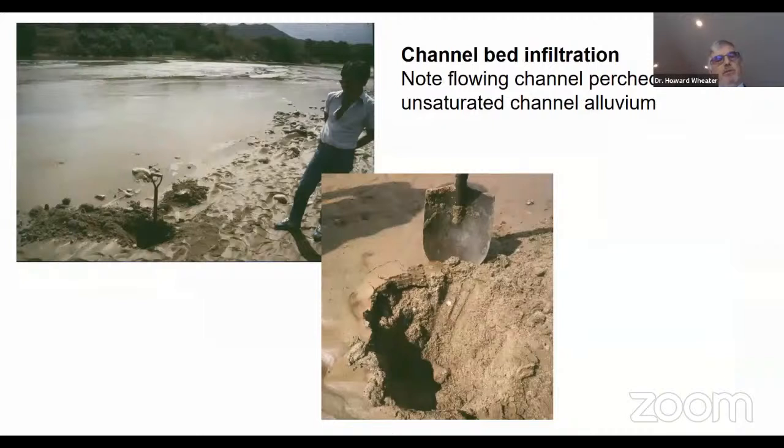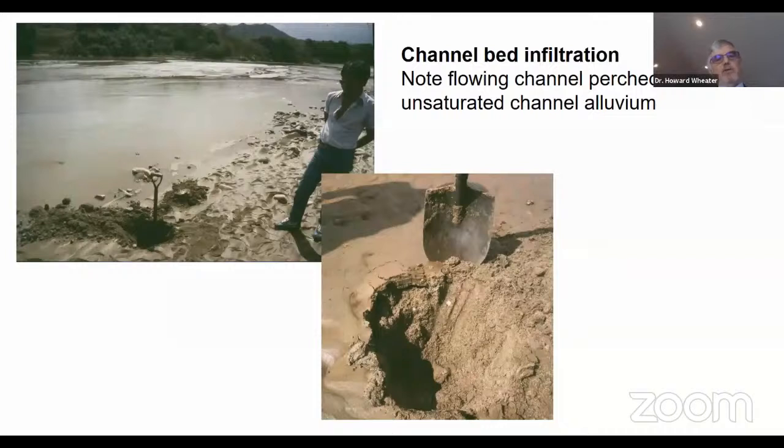This slide shows the processes of channel bed infiltration. This is at the end of a storm, the end of a flow. You can see there's quite an extensive flow in a large channel. But if we dig a little pit next to this flowing channel, it's unsaturated. So what we see is that this flow, which is on a very permeable substrate of Wadi alluvium, is actually perched. And if you look carefully at the photograph, you can see there's a layer of sediment that's been deposited, and this is maintaining that flow.